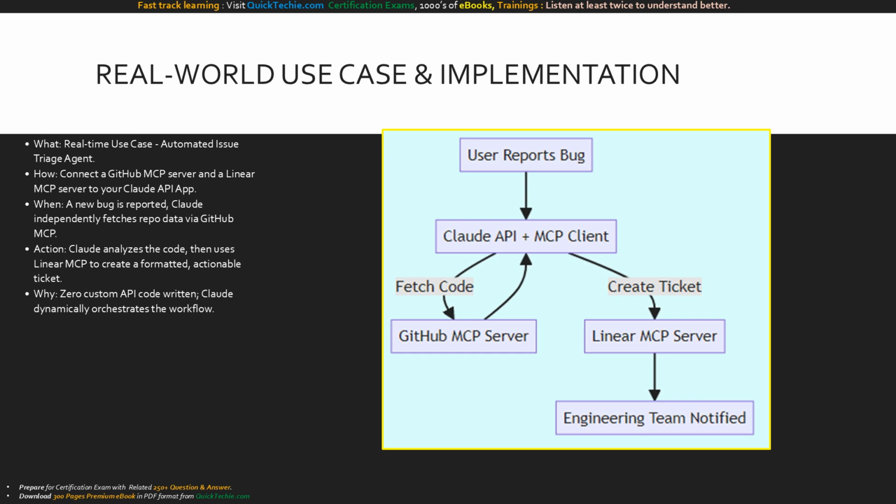In our final diagram, we visualize this real-world triage workflow. A user reports a bug, which enters our Claude API and MCP client application. Claude realizes it needs code context, so it branches to the GitHub MCP server to fetch the files. After receiving and analyzing the code, Claude takes the next step, branching to the Linear MCP server to create an actionable ticket. The ticket is logged, and the engineering team is notified. This beautifully illustrates how the Claude API, paired with MCP, orchestrates complex, multi-system workflows autonomously.